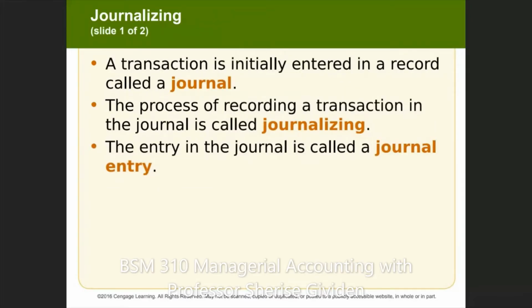A transaction is initially entered in a record called a journal. The process of recording a transaction in the journal is called journalizing. And the entry in the journal is called a journal entry. So just know this. So a transaction is entered in a journal. The process of entering that is called journalizing. And the entry, once you have entered it, is then called a journal entry.